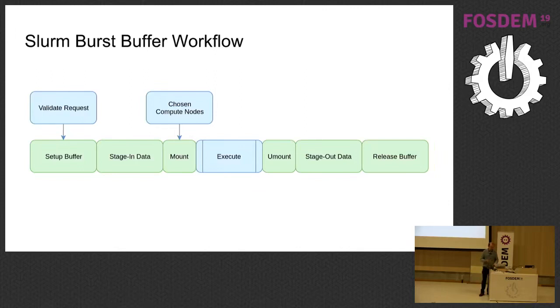What the user actually gets in terms of their environment in Slurm is environment variables telling them where the burst buffer has appeared. So if you've requested to attach to several persistent burst buffers or one per-job burst buffer, you get different environment variables telling you what's happening.